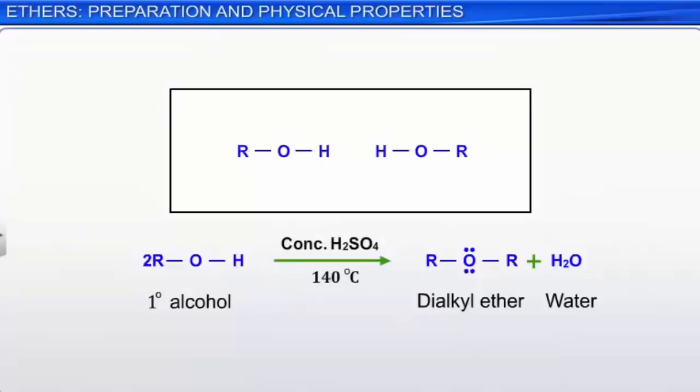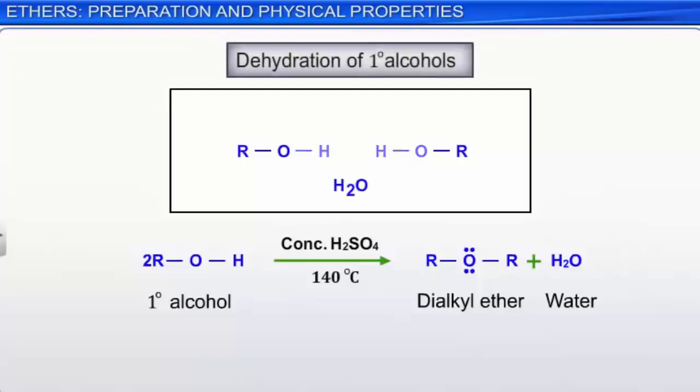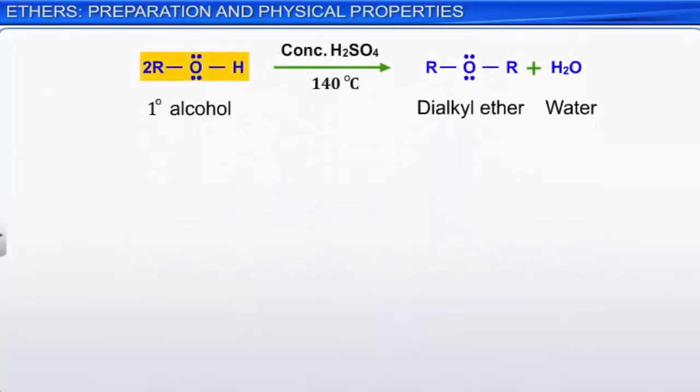One way to prepare ethers is by the dehydration of primary alcohols in the presence of an acid catalyst, typically sulfuric acid, at 140 degrees Celsius. Notice that two molecules of a primary alcohol form a dialkyl ether and water.